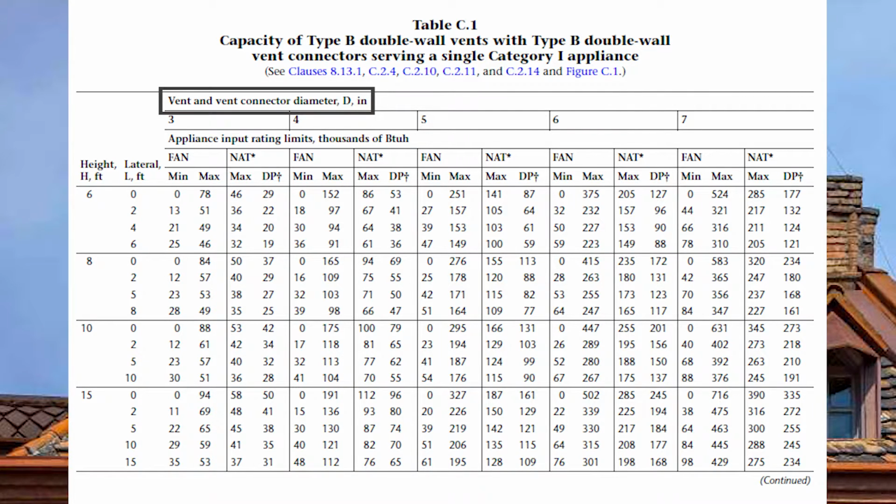If you look near the top, it says vent and vent connector diameter. So we're only going to size this once. Once we size the system, it is the vent connector and the vent together.